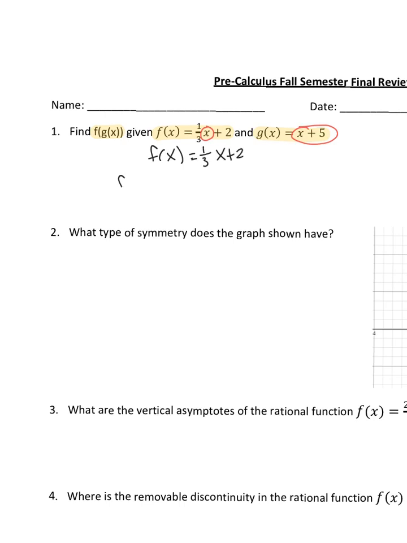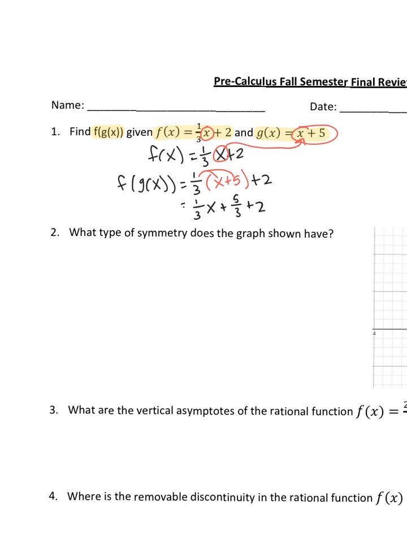When I find f of g of x, I'm going to replace this x with this entire g of x here. So the 1/3 is going to stay. My x is going to be replaced with x plus 5, and then the plus 2 is going to stay. So that's your setup. Then you're going to distribute the 1/3 to whatever's in parentheses. 1/3 times x, and then 1/3 times 5 is 5 over 3, plus 2.